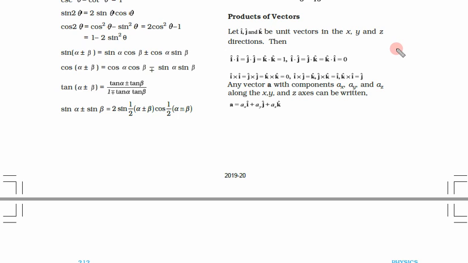After understanding these binomial, exponential or logarithmic, and trigonometric expansions, let us learn about vectors. So first thing, you know there are two types of quantities. One is scalar, and another type of quantity is vector.